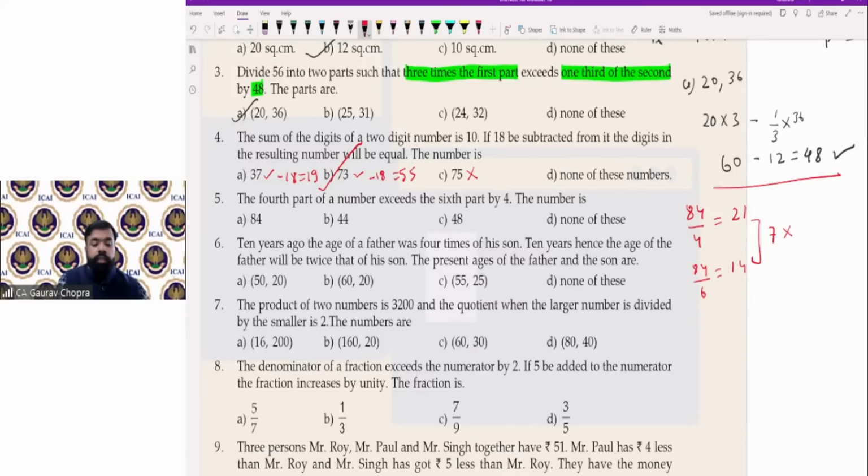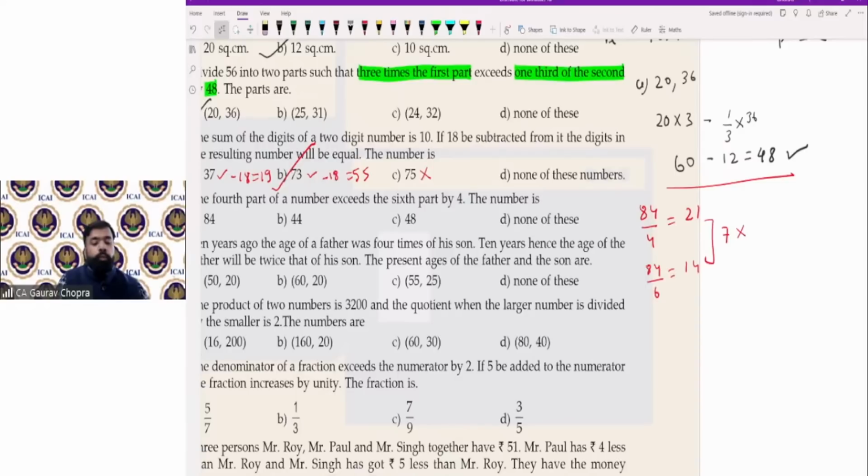Let's try again. Now 44, you can see it is not exactly divisible by 6. So we will be trying option number C first. 48. So 48 divided by 4, you are getting 12. 48 divided by 6, how much? 8. Now you can see the difference is 4. That means the condition is verified by option number C. So C option is correct. Okay.